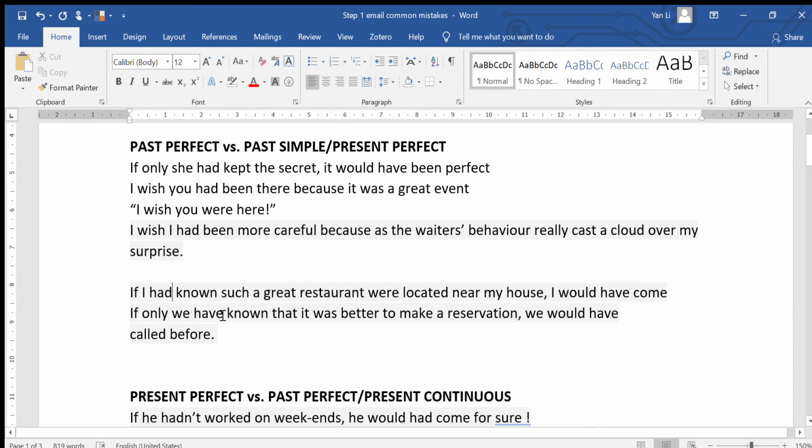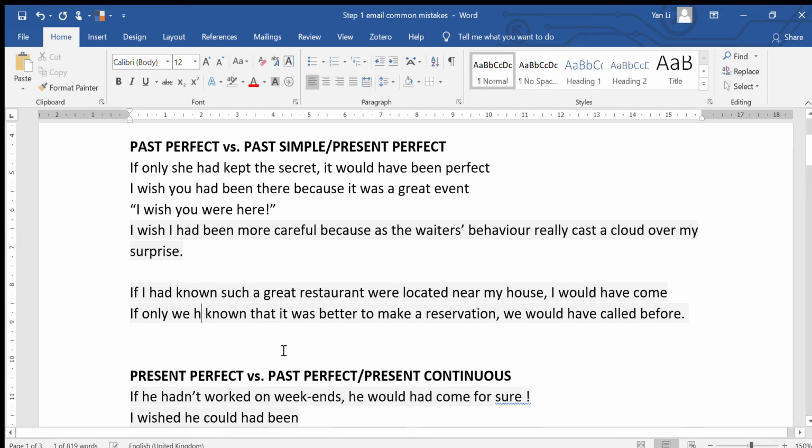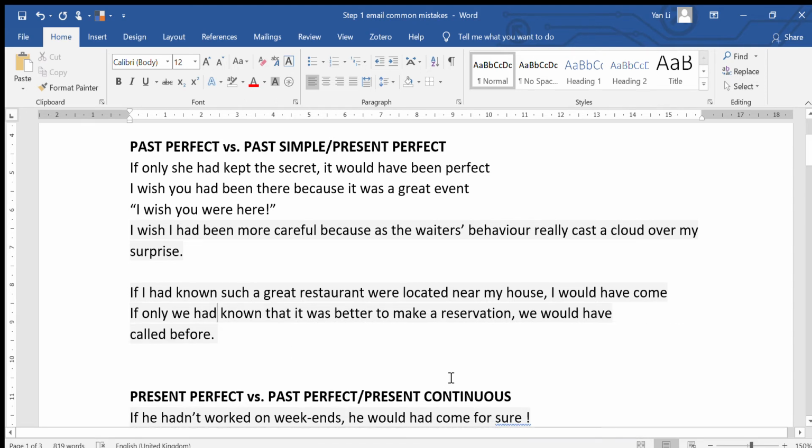If only we had known that it was better to make a reservation, we would have called before. So, again, at a certain point, you would have called before, but in order to call before, you needed to know something before, in the past, all right? And this is where we need past perfect. If only we had known, then we would have called.